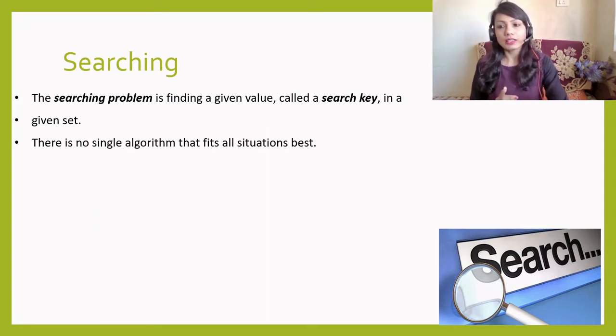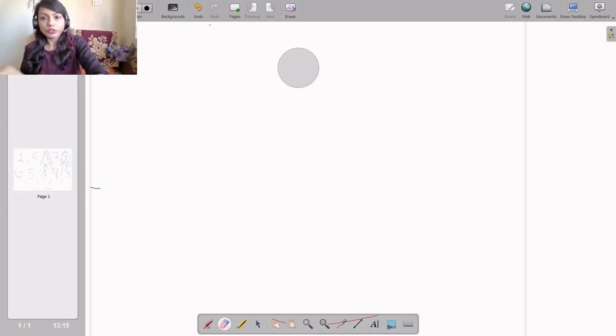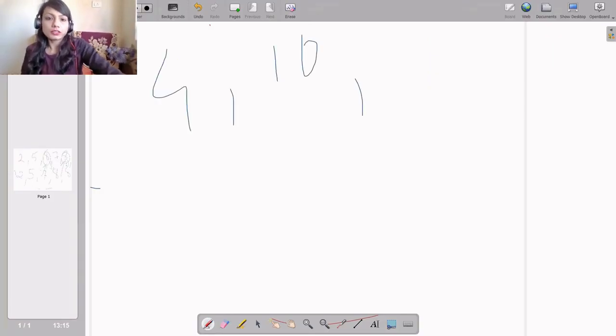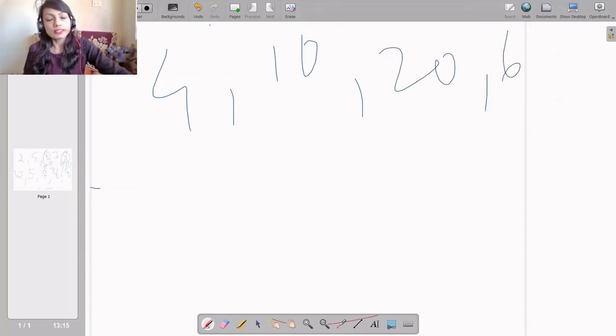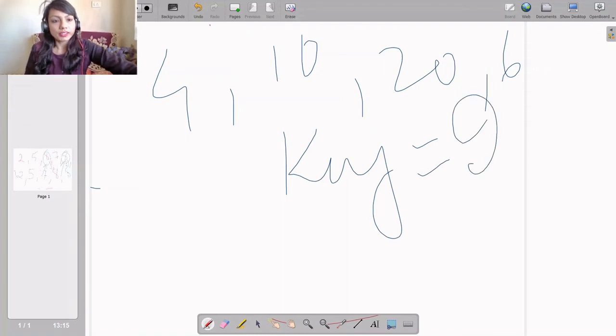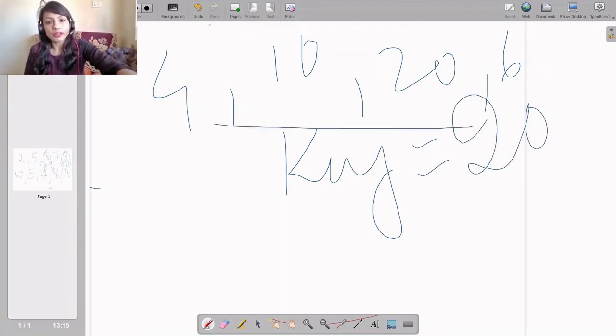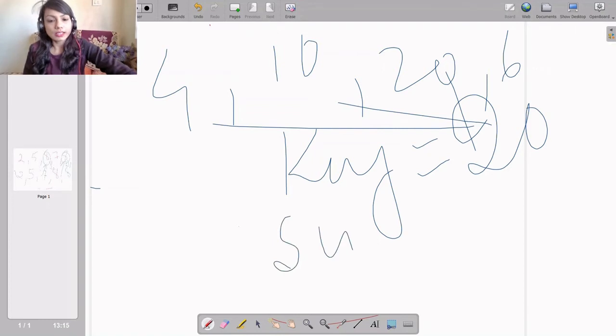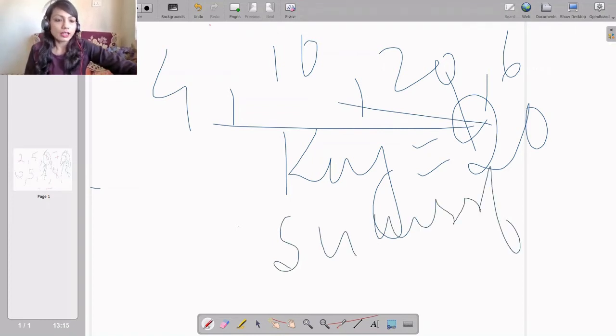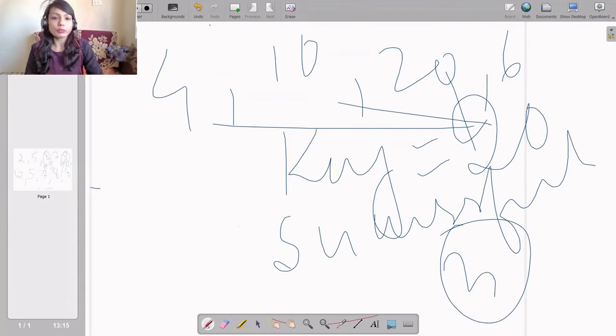For example, given a list, say 4, 10, 20, 6. So you have to find something, maybe 20. That will be your key. So how can you compare? You can compare, is it equal to 4? Is it equal to 10? Is it equal to 20? Yes. So the search is successful and it is at the third position. So this is nothing but your searching problem.